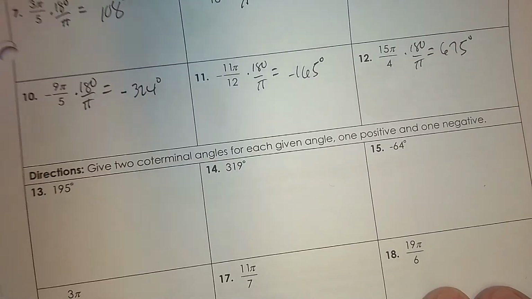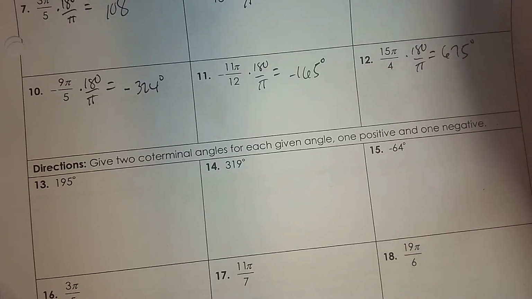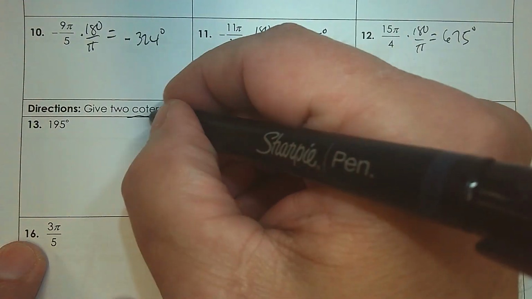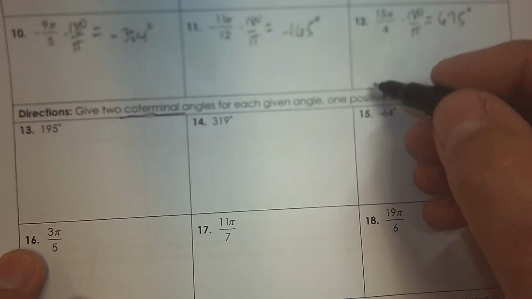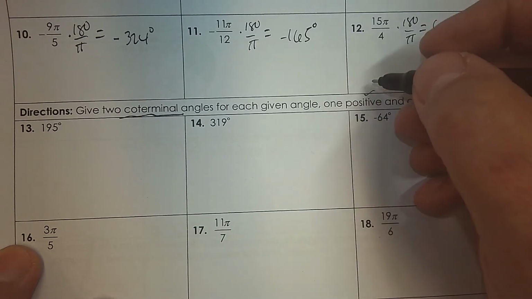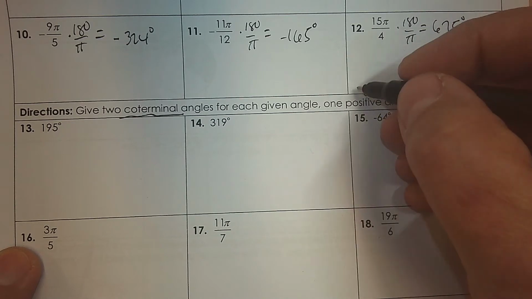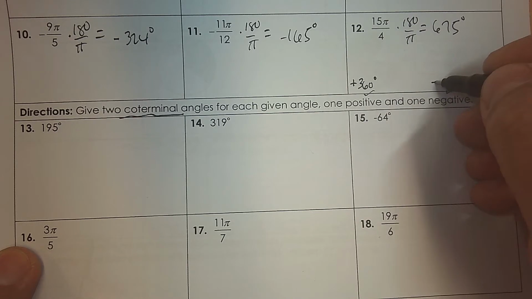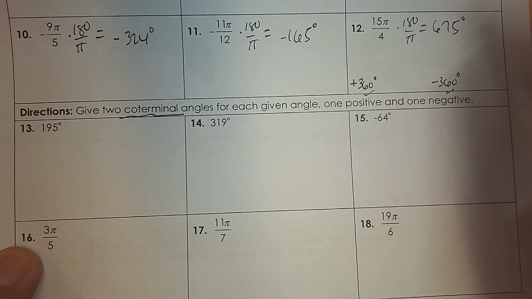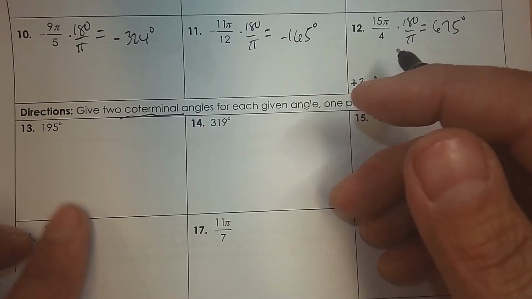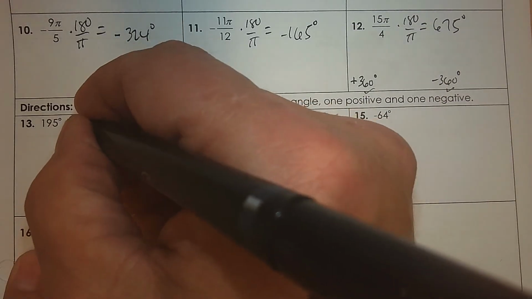Number 13. 195. So can you give two coterminal angles for each angle, one positive and one negative? So if we have an angle that's in degrees, if we want a coterminal angle, we're going to add 360. If it's negative, we're going to subtract 360. So when you draw the angle, they are two angles that have the same terminal side, but are a different size. So for 195, add 360.